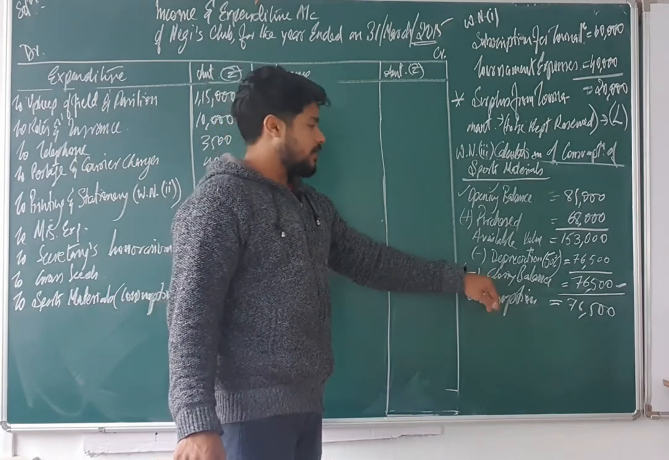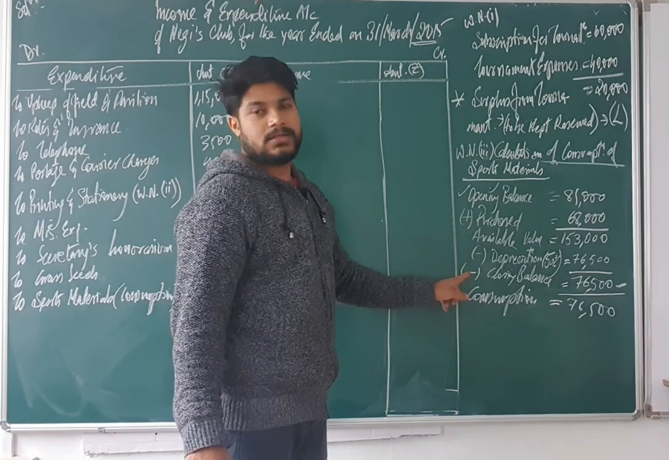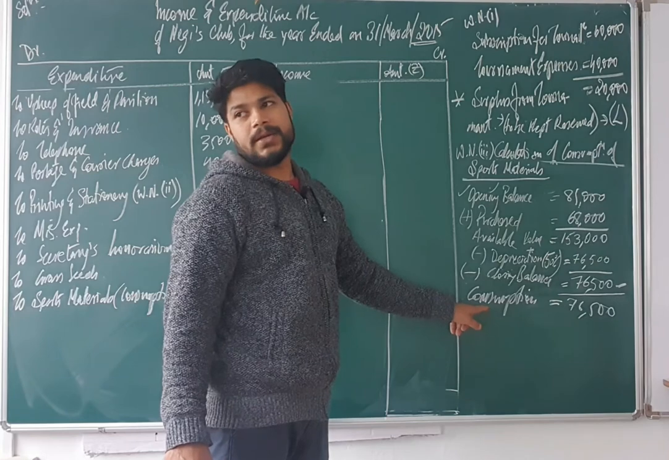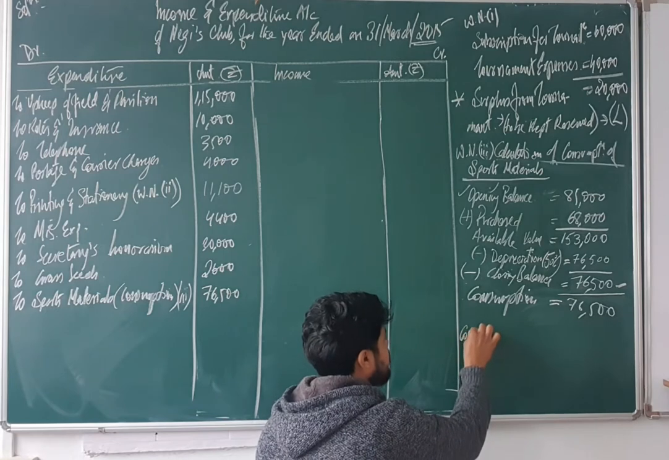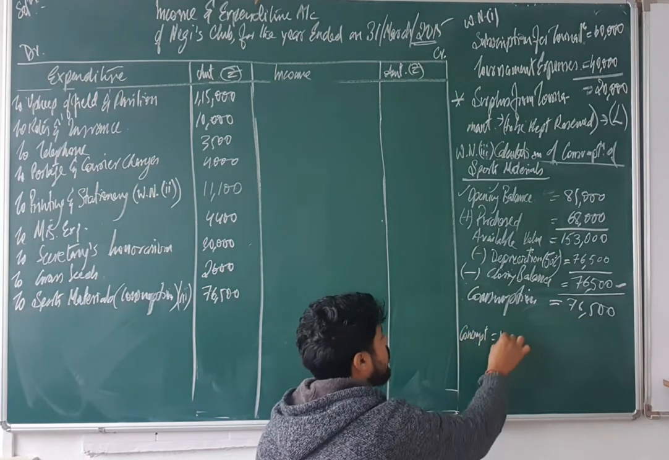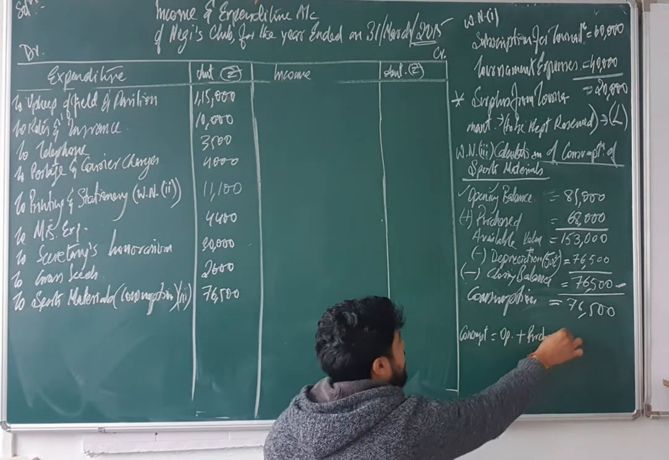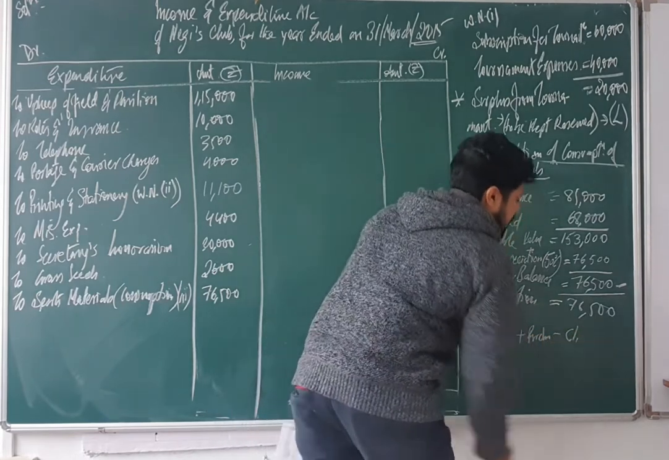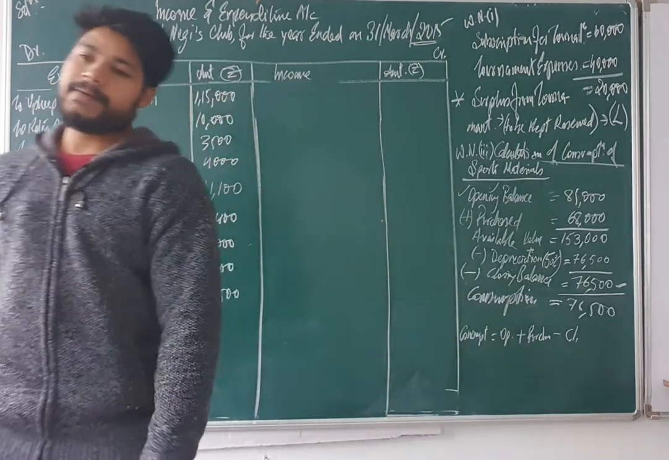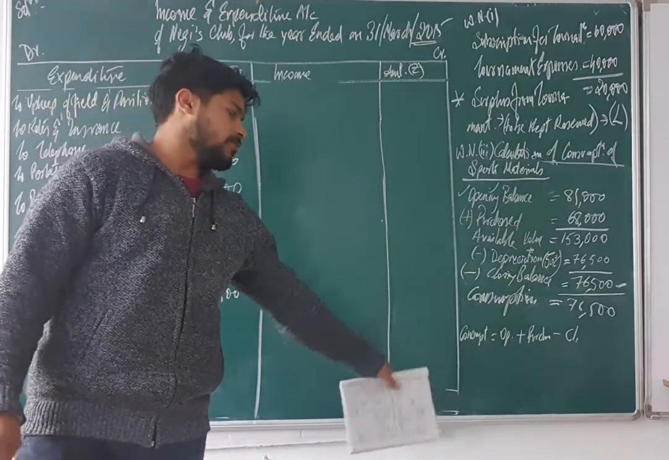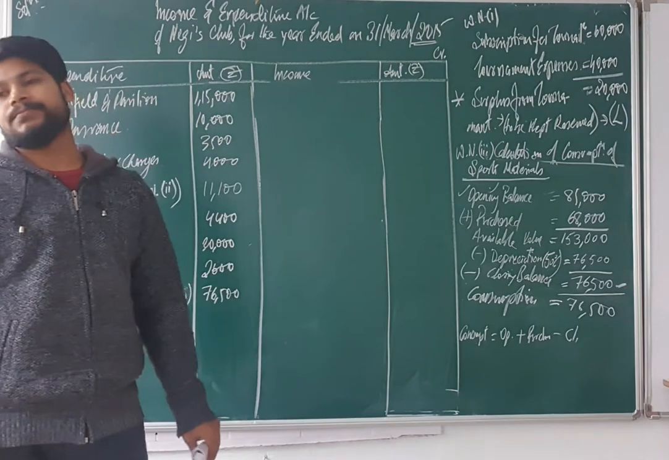Am I clear? After you're done with this, remember opening balance plus purchases minus closing balance will give you consumption. Please write down this formula so that you remember always. Consumption equals opening balance plus purchases minus closing balance. OP is opening balance, CL is closing balance. Clear? So whenever you have to get consumption, use this formula. Opening plus purchases minus closing balance. Clear?